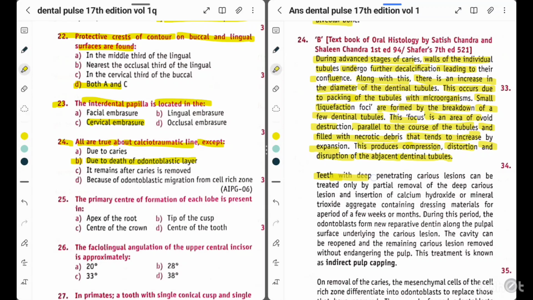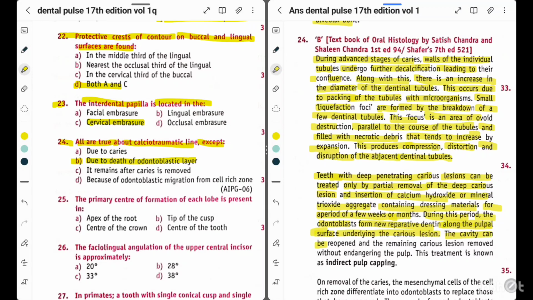Teeth with a deep penetrating carious lesion can be treated only by partial removal of the deep carious lesion and insertion of calcium hydroxide or mineral trioxide aggregate containing dressing materials for a period of a few weeks or months. During this period, the odontoblasts form new reparative dentine along the pulpal surface underlying the carious lesion.